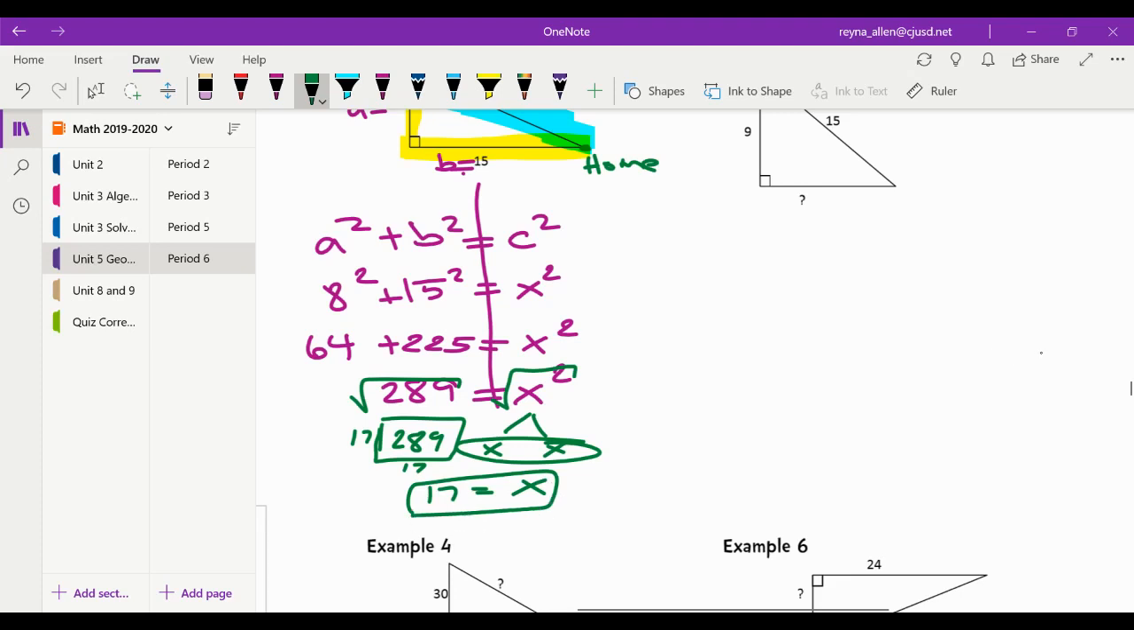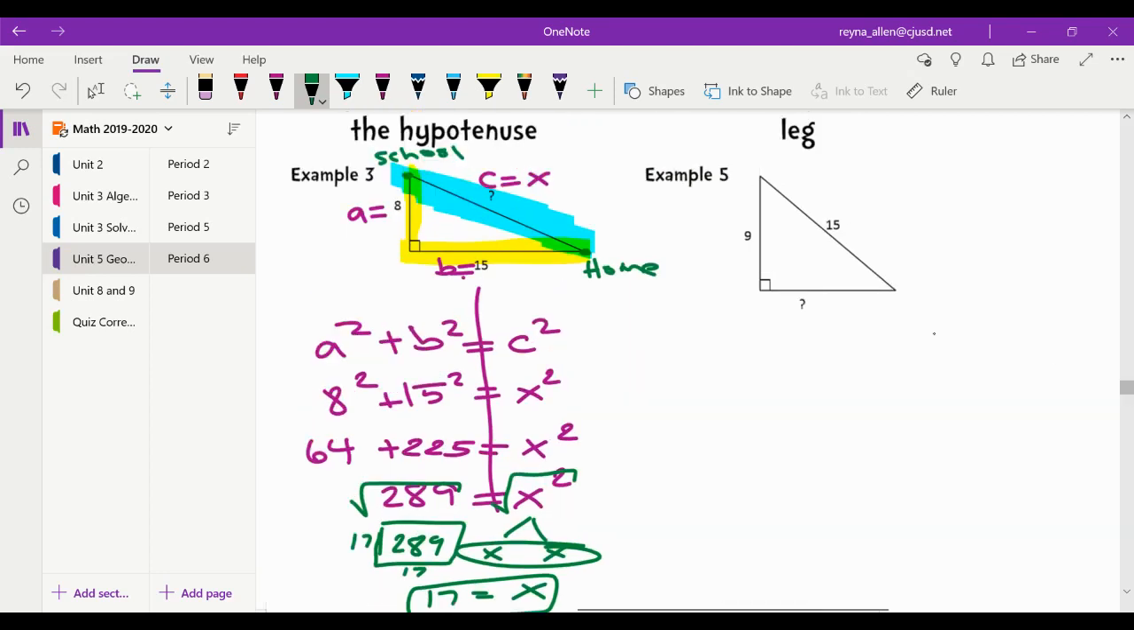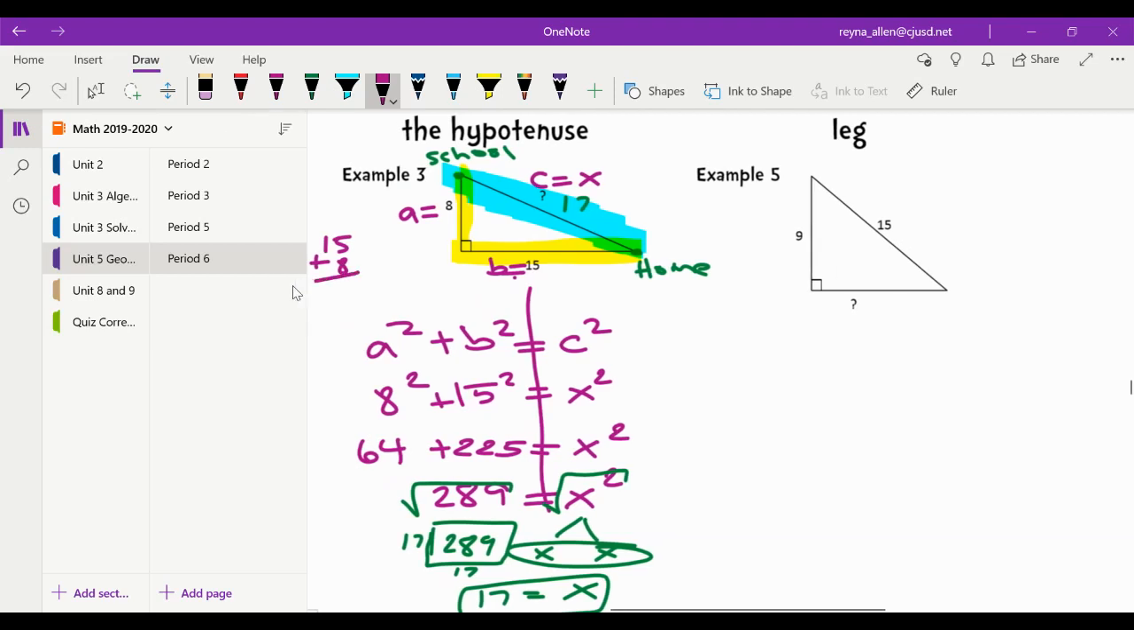Okay, so now let's go back to our problem up at the top. So it's saying this is a side length of 17. So if I were to go through the school, let's say it would take 17 minutes. If I were to take the streets, I'll do 15 plus 8, that would take 23 minutes. So which one is better, do you think? Is 17 minutes better or is 23 minutes better? Yeah, 17 would be better. So the hypotenuse is always the shortest route.